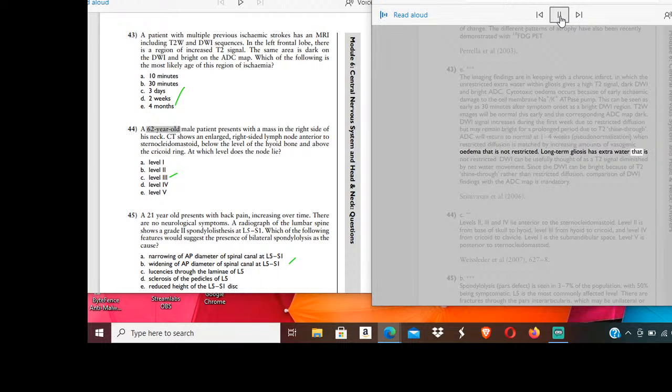Long-term gliosis has extra water that is not restricted. DWI can be usefully thought of as a T2 signal diminished by net water movement. Since the DWI can be bright because of T2 shine through rather than restricted diffusion, comparison of DWI findings with the ADC map is mandatory. Srinivasan et al. 2000.